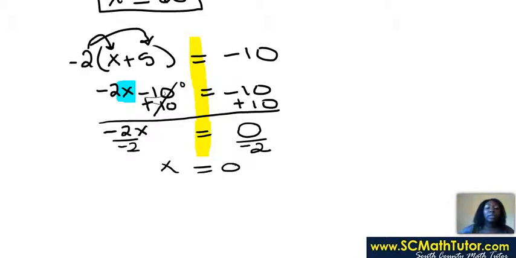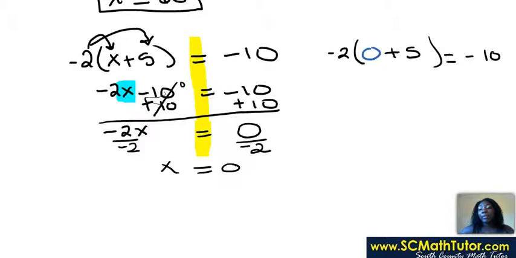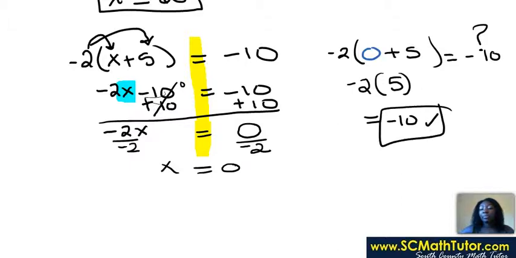Okay, if we wanted to plug it back into the original, we can. Negative 2, we got a 0, plus 5. Is that going to give you negative 10? Okay, well, 0 plus 5, according to our order of operation, is 5. And then multiply, that gives me negative 10. So yes, this is my correct answer. Okay, so your x is 0 is the correct answer.